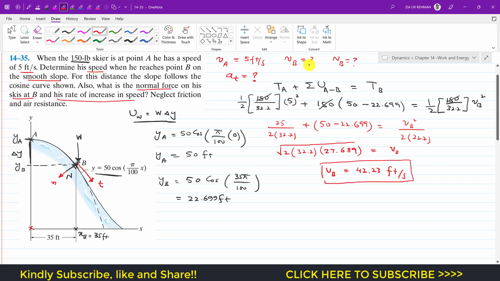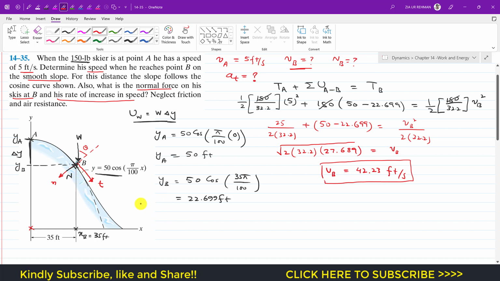Now we have determined the velocity of the sphere at point B. Now we are asked to find NB. So to find the normal force on the sphere at B, we have to find the slope. We have to find the angle of this weight with the normal axis, and this angle is equal to the angle of the slope.